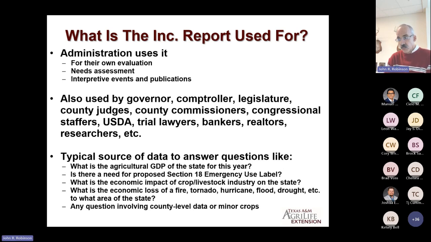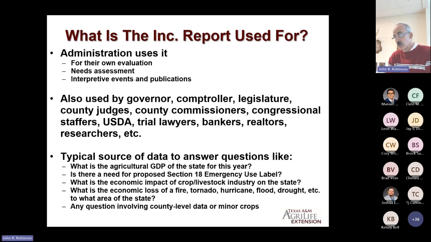Other agencies of state government use it, including the governor's office, the comptroller's office, various county government people. As USDA cuts back on collecting this kind of information, they call me up every April and say, is your data set ready? And I'll say, yeah, it's coming. They're coming to us to get particularly data at the county level, particularly data on specialty crops and stuff like that, because they don't frankly collect it anymore.